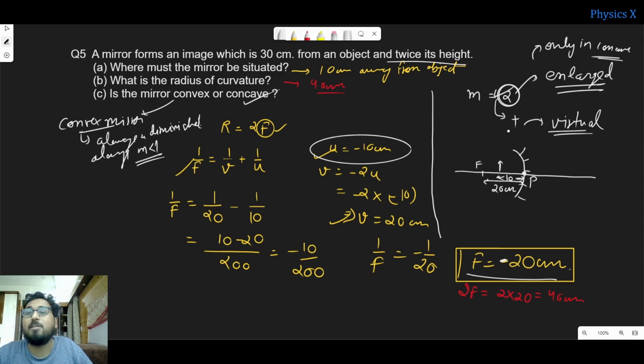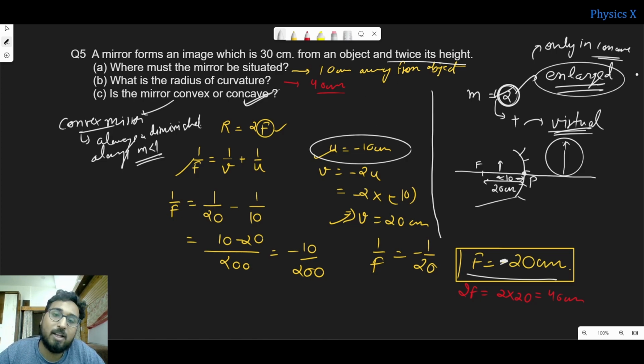So when the object is between F and P, an enlarged image is bound to be formed, a virtual enlarged image formed behind the mirror. This is the only case of a concave mirror where a virtual image is formed. So this is how you can know what mirror it is. By considering this, many pointers are there. You can see the sign of the focal length. Negative focal length means concave mirror only. Also, the image is enlarged only when it is a concave mirror. So when an enlarged image is formed, it means it will be a concave mirror.